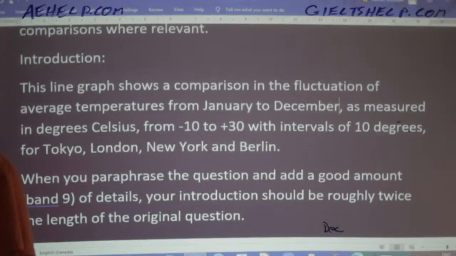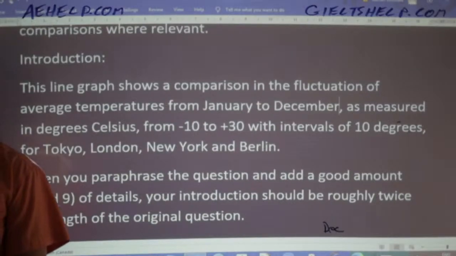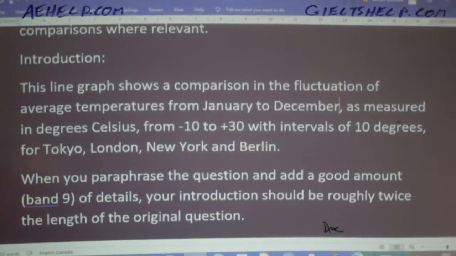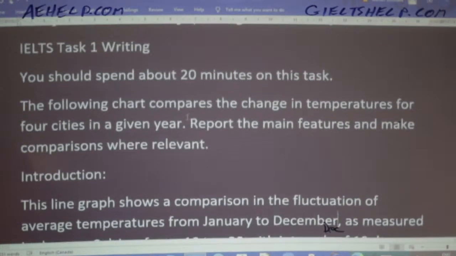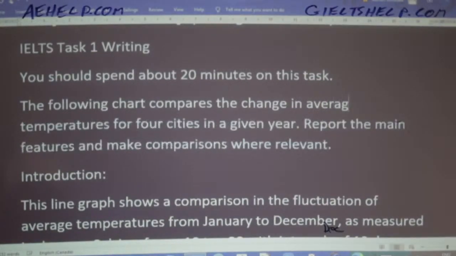All right, June writes, this line graph depicts the fluctuations of monthly average temperature with the interval of 10 degrees Celsius for four metropolises, Tokyo, New York, Berlin, and London throughout a specific year. Yeah, and it's not actually a specific year. When I made the question, I was a little bit inattentive. It should read, the following chart compares the average temperatures for four cities in any given year. That would be more accurate. Okay. All right.